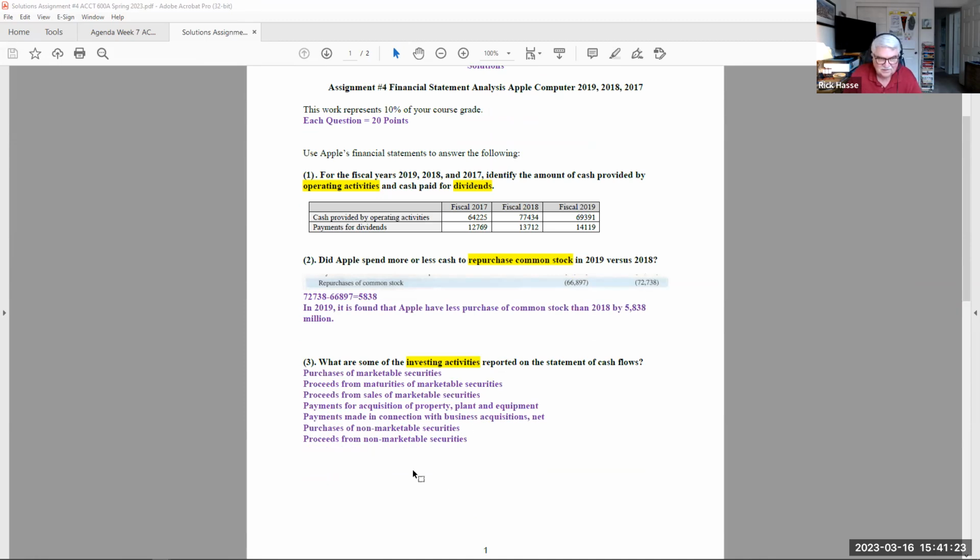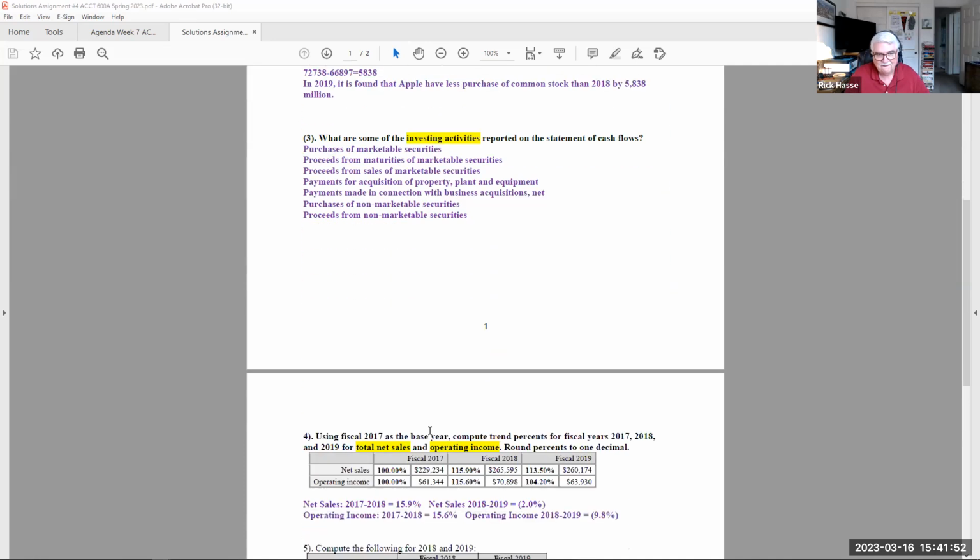Investment activities: marketable securities, purchases and sales of payments of the acquiring of investment property like property, plant, equipment, fixed assets, payments made in buying a business, purchase made on buying non-marketable securities, investments, and proceeds of selling of those investment securities. That's what I was looking for. Just read it right off the statement of cash flow, investing section.